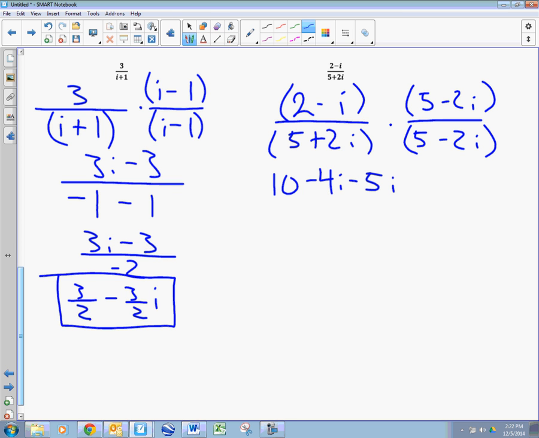Negative 5i. And a negative i times a negative 2i is a positive 2i squared. Oh boy. Guess we'll sort it out in the wash. Conjugates are nice though because we don't have to multiply the middles. 5 times 5, 25, and 2i times negative 2i is a negative 4i squared.